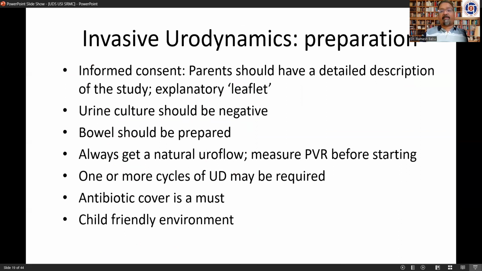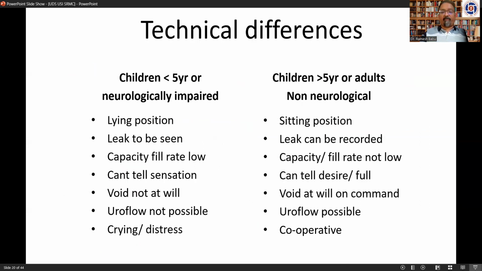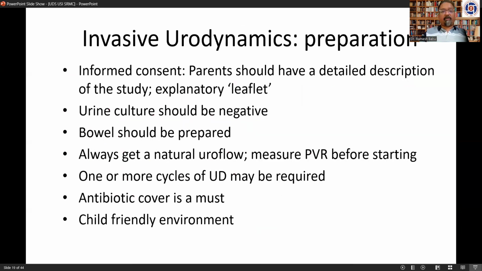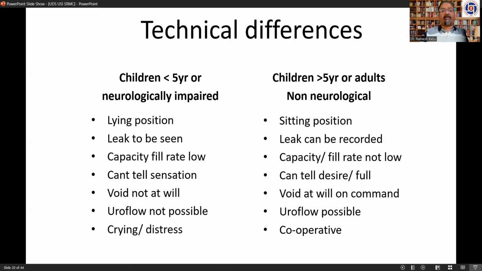So informed consent should always be there. The parent should get an explanatory leaflet. Urine culture should be negative. The bowel should be well prepared. You always get a natural flow uroflow before a urodynamic. One or more cycles of urodynamics may be required in a child, because the child may not be able to hold, and then they give you the command. The first desire itself may be an emptying. So antibiotic cover is a must, and a child-friendly environment is a must.